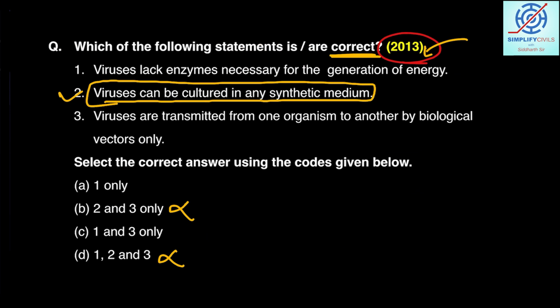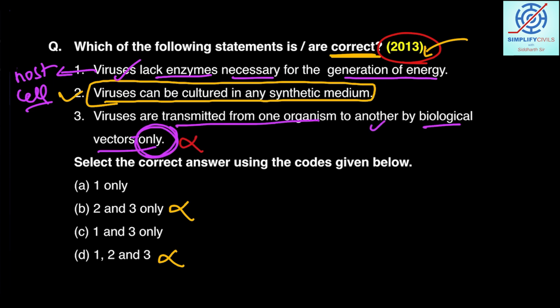So out of this single statement, the question has been given. Now look at the other options also. Viruses lack enzymes necessary for the generation of energy. That is true. This is the reason that it uses the host cell. And the third point is that viruses can be transmitted not just via biological vectors only, they can be transmitted via air.